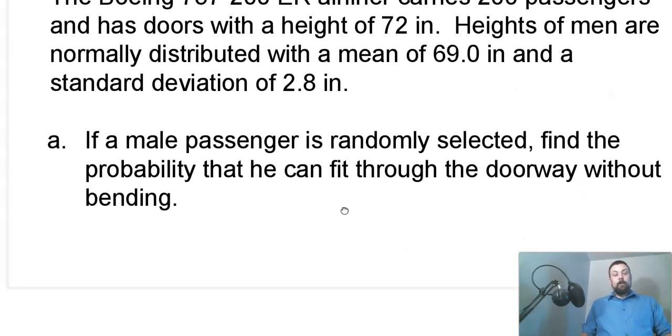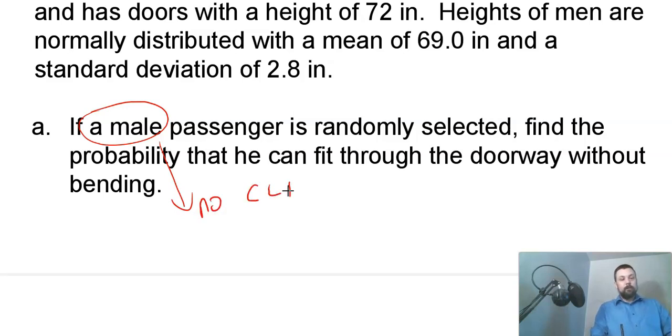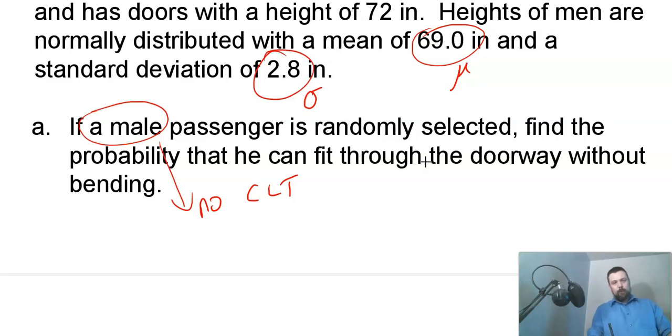All right. So again, this is an individual. And for an individual, a male passenger, we don't need to use the central limit theorem. Right? No adjustments have to be made. We have the mean, which is 69.0. We have the standard deviation, which is 2.8. And that's what we use in our normal CDF. So you can draw a picture if you want.